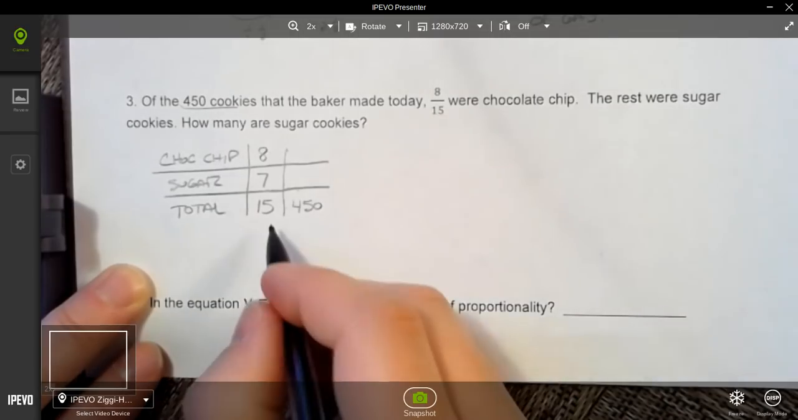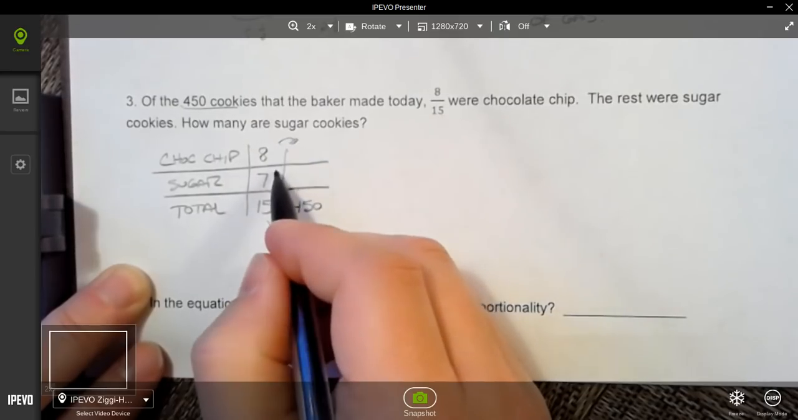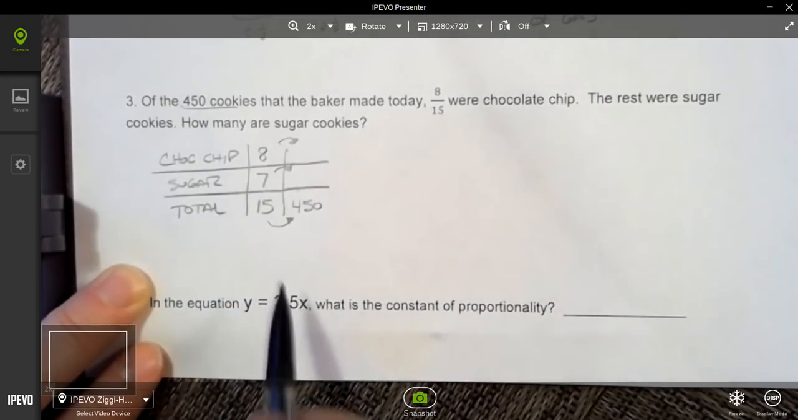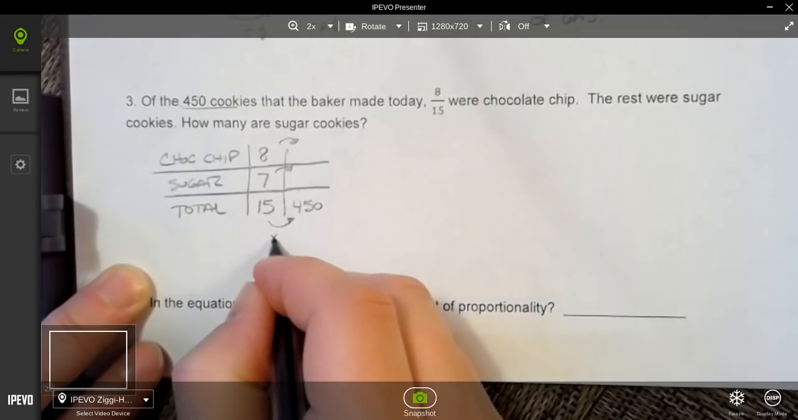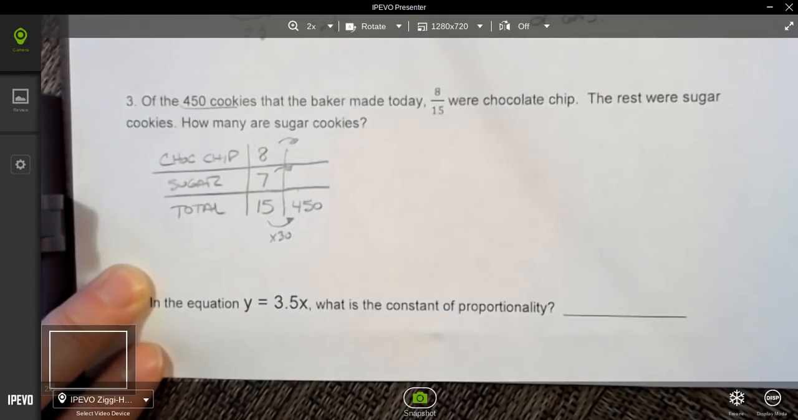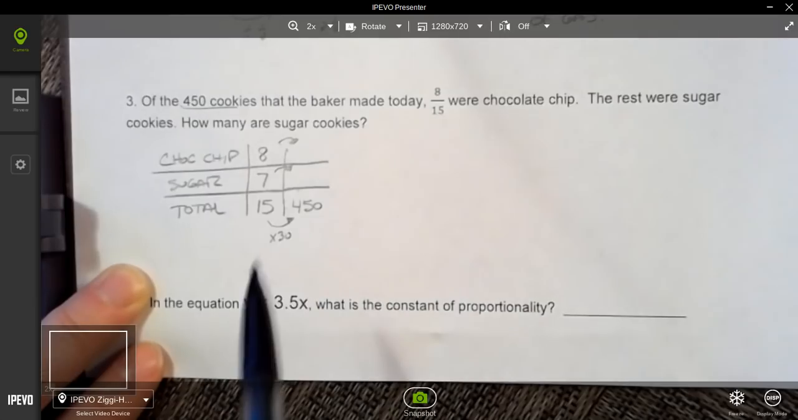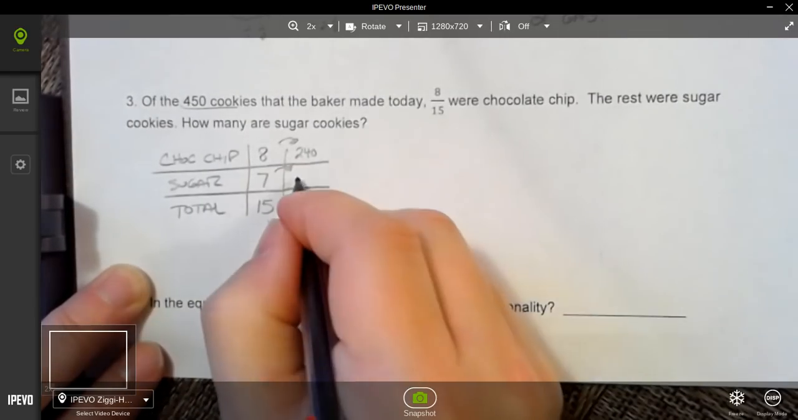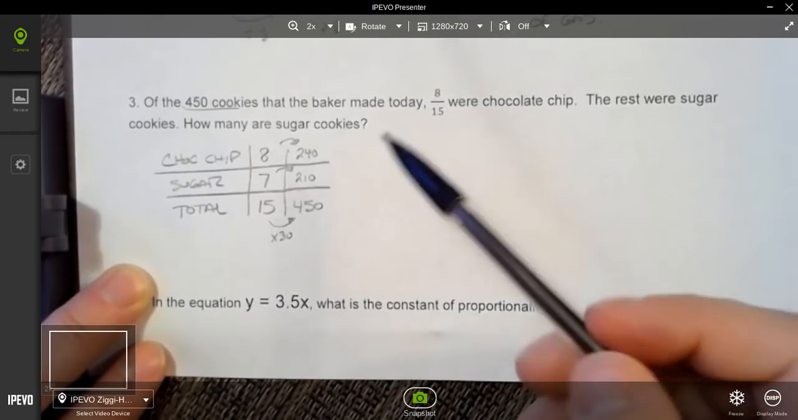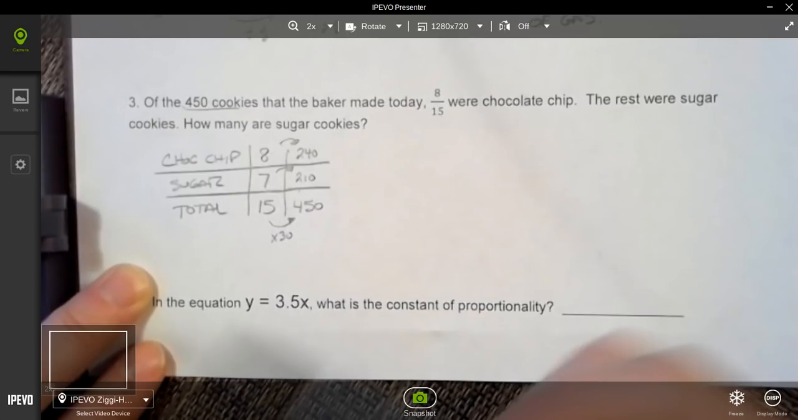And now I've got to figure out how I would scale ahead here so that I can answer my question. If I take my 15, I would have to multiply that by 30 to get up to 450. 15 times 30 is 450. I'm going to multiply both of these numbers by 30 as well. Well, 8 times 30 gets me to 240. 7 times 30 equals 210. And again, if I just do a quick check, 240 plus 210 is equal to 450.